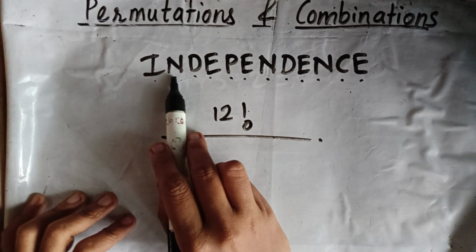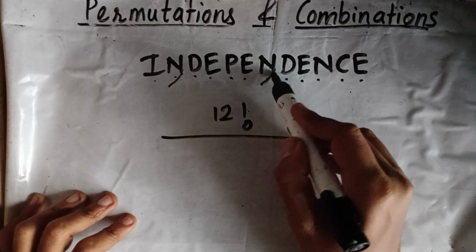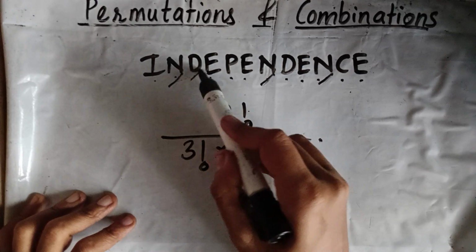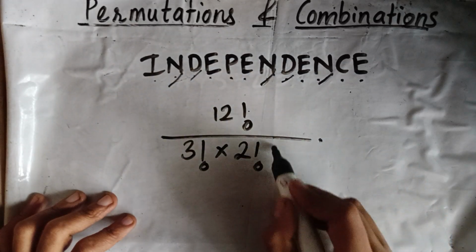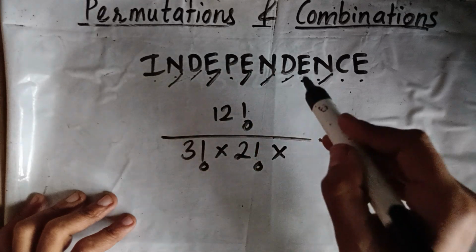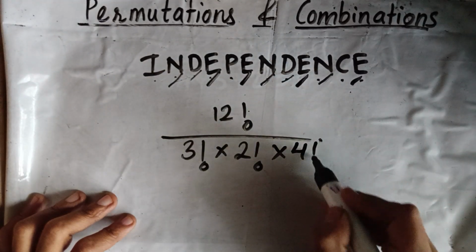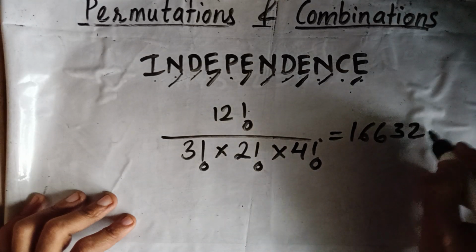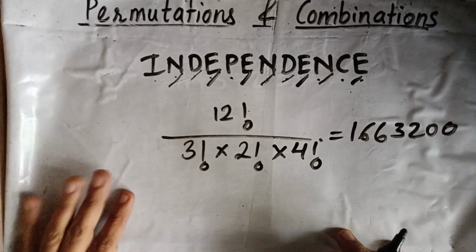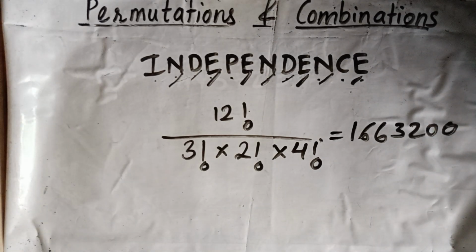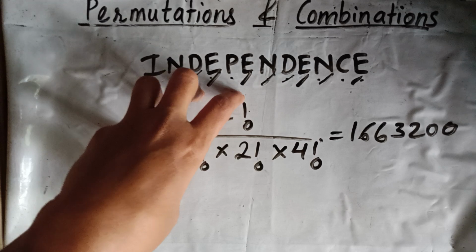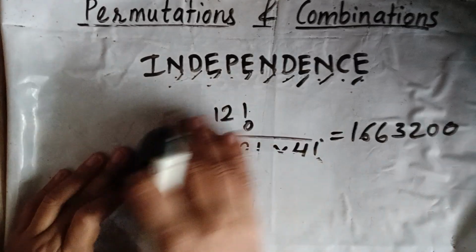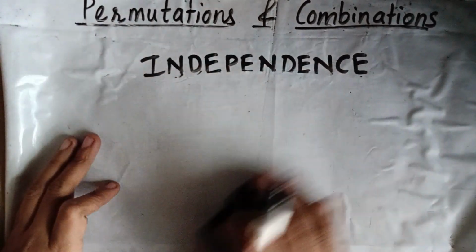I is only once, N 1, 2, 3, then D 2 times, E 1, 2, 3, 4. So this comes to 1663200. It is already solved in the textbook. This is your total number of arrangements of the letters in this word.